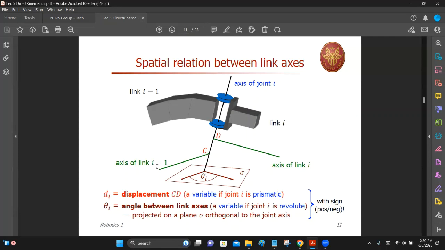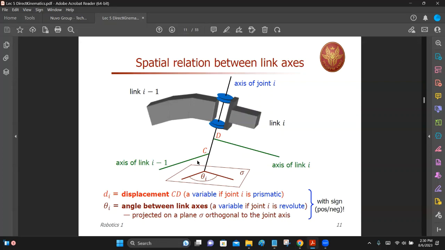Okay. The previous link is like this, the common perpendicular, right? And this is the next common perpendicular. And there is an angle between them, right? Around this axis. Again, counterclockwise is positive, clockwise is negative. This angle is theta.